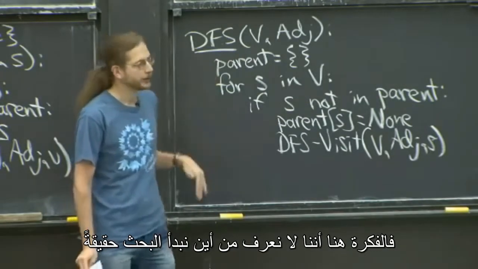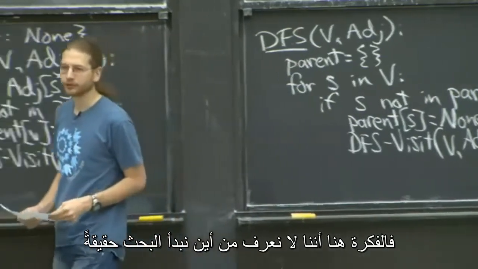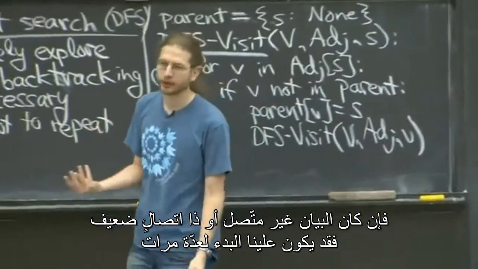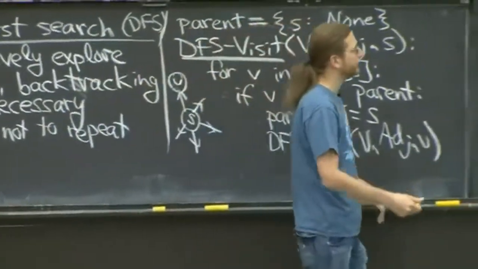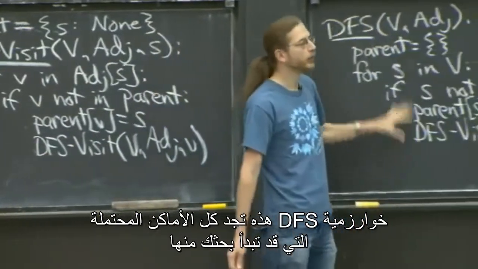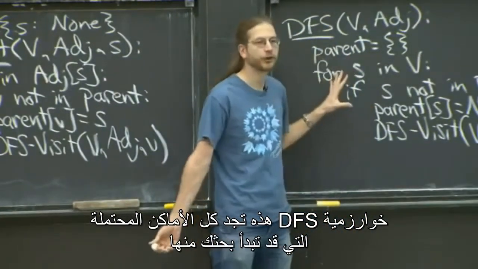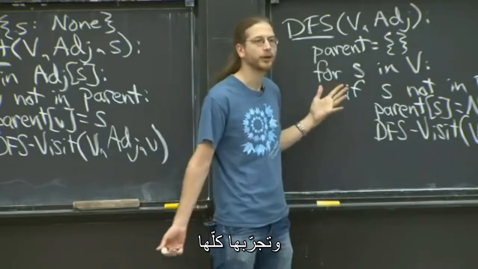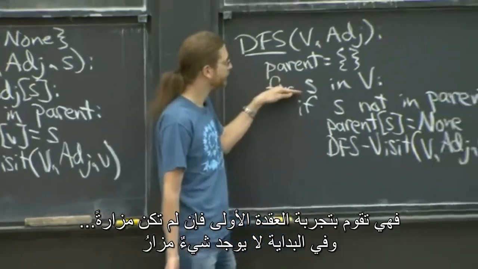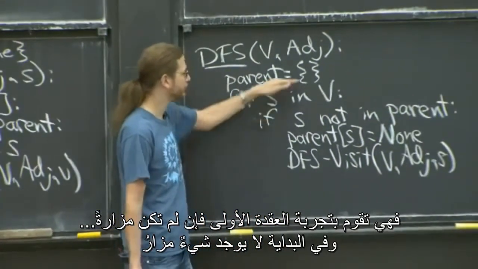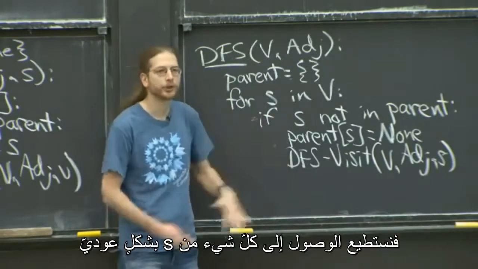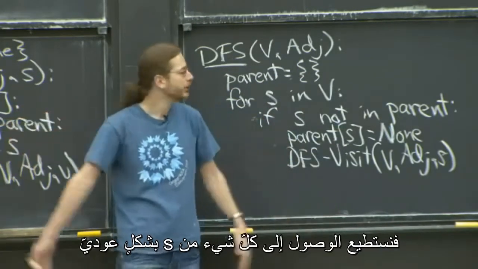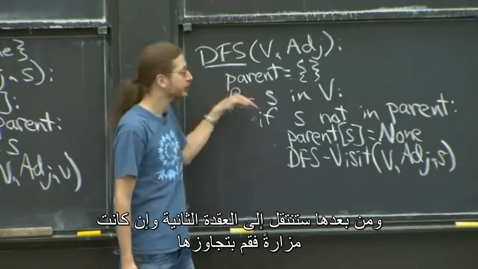So the idea here is we don't really know where to start our search. If it's a disconnected graph or not a strongly connected graph, we might have to start our search multiple times. This DFS algorithm is finding all the possible places you might start the search and trying them all. So it's like, OK, let's try the first vertex. If that hasn't been visited, which initially nothing's been visited, then visit it recursively, everything reachable from S. Then you go on to the second vertex. Now, you may have already visited it.